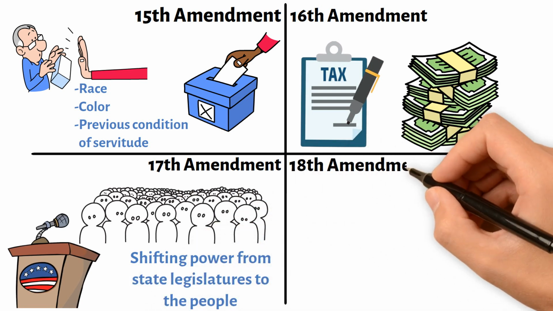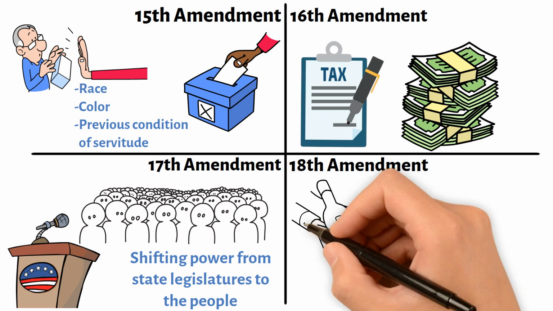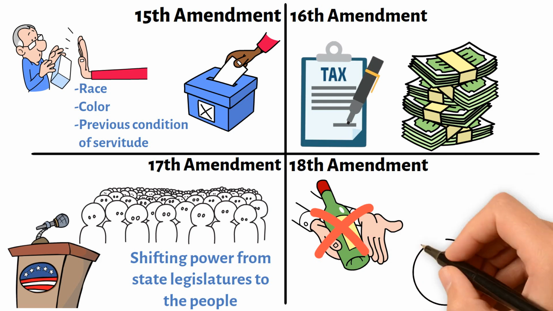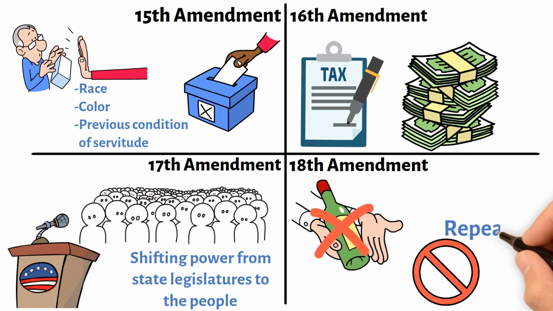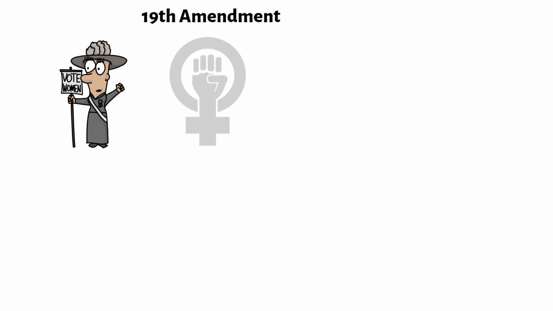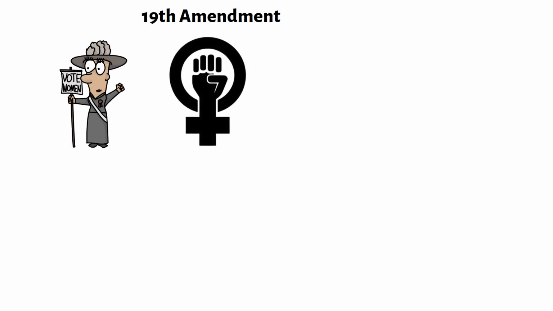18th Amendment prohibits the manufacture, sale, and transportation of alcohol. This began the Prohibition era, which was later repealed. 19th Amendment grants women the right to vote, marking a major milestone in the women's suffrage movement.